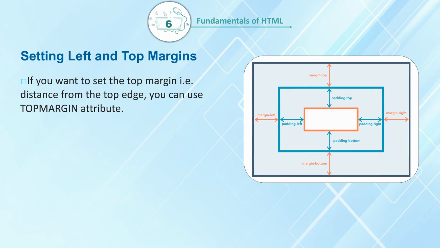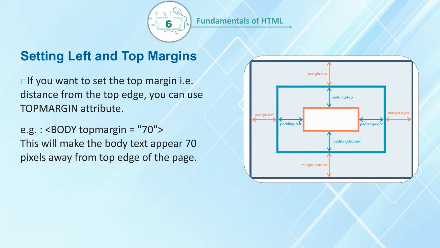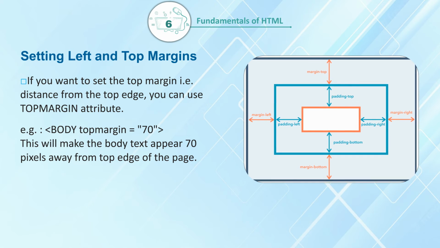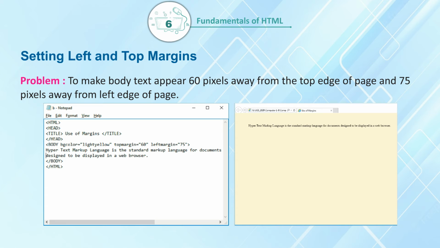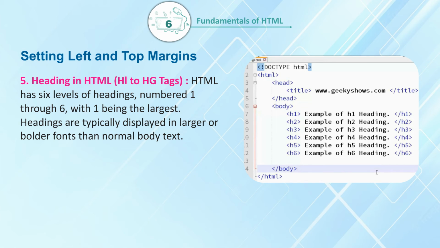If you want to set the top margin, that is distance from the top edge, you can use top margin attribute. For example, body top margin equal to 70. This will make the body text appear 70 pixels away from top edge of the page. Problem. To make body text appear 60 pixels away from the top edge of page and 75 pixels away from left edge of page.